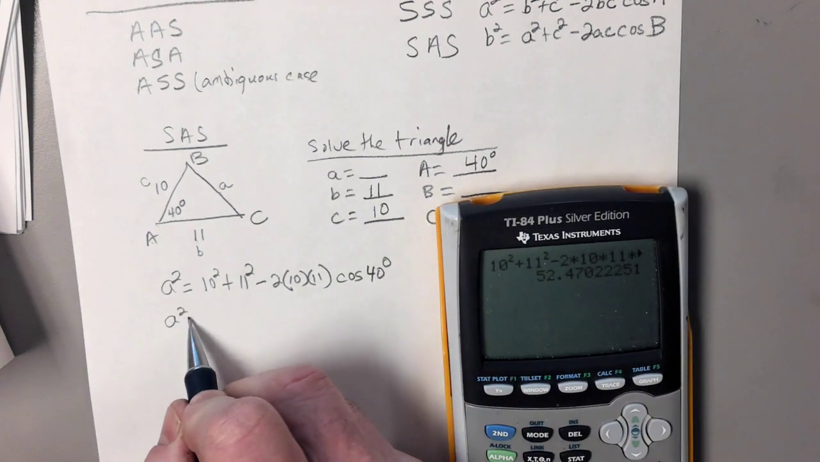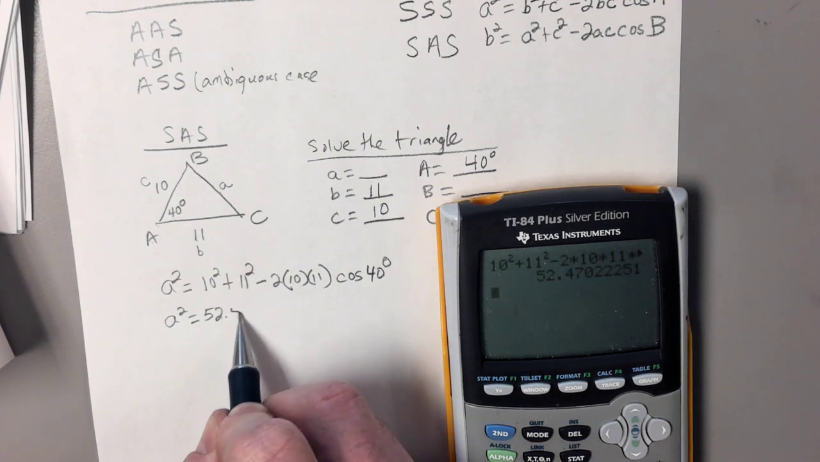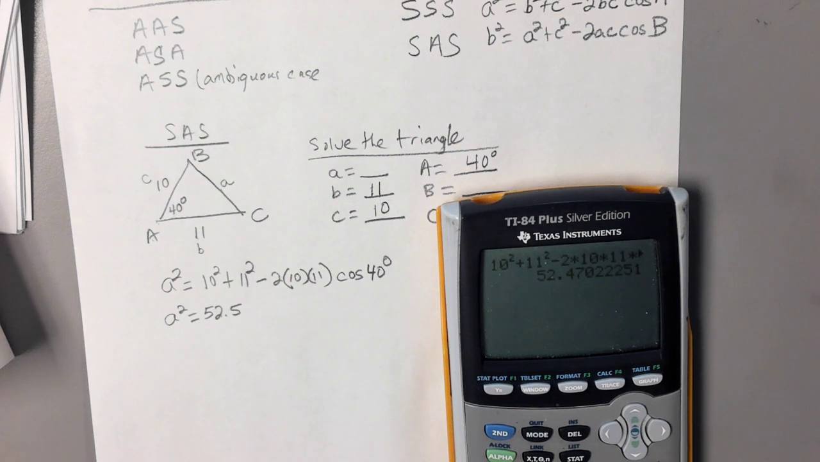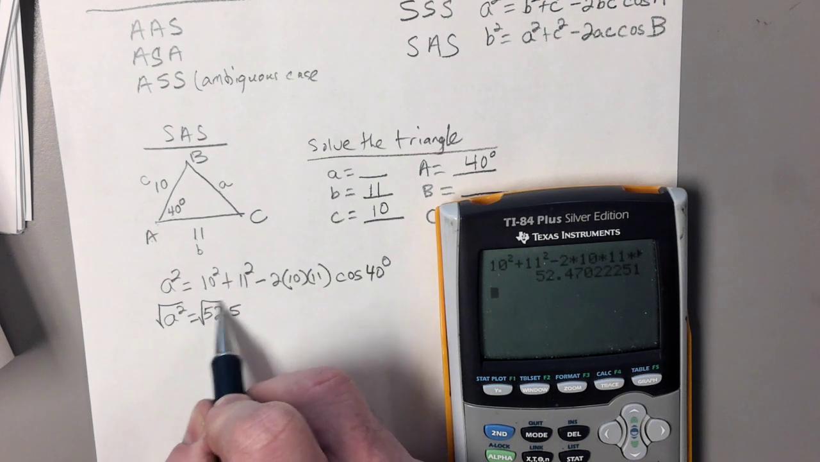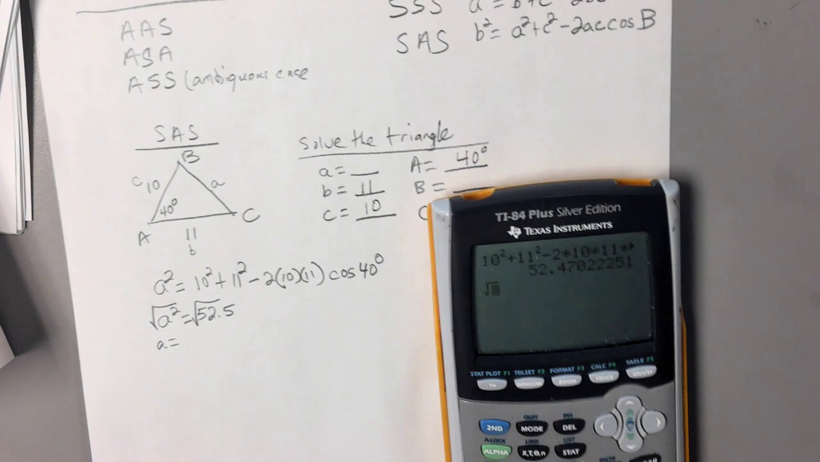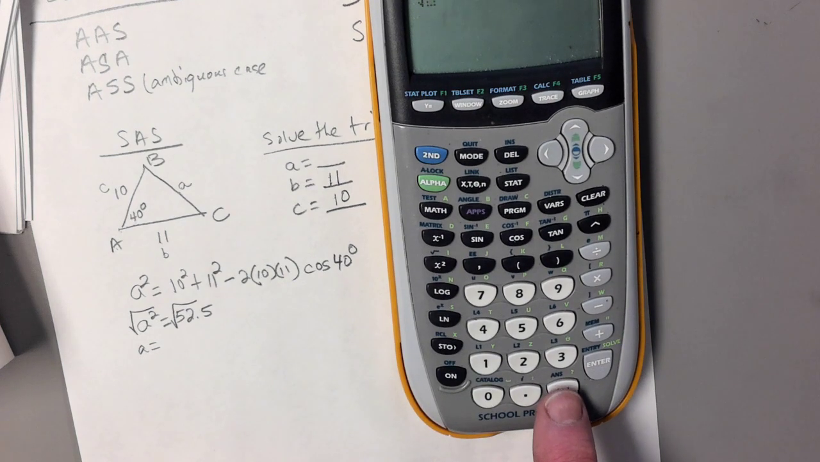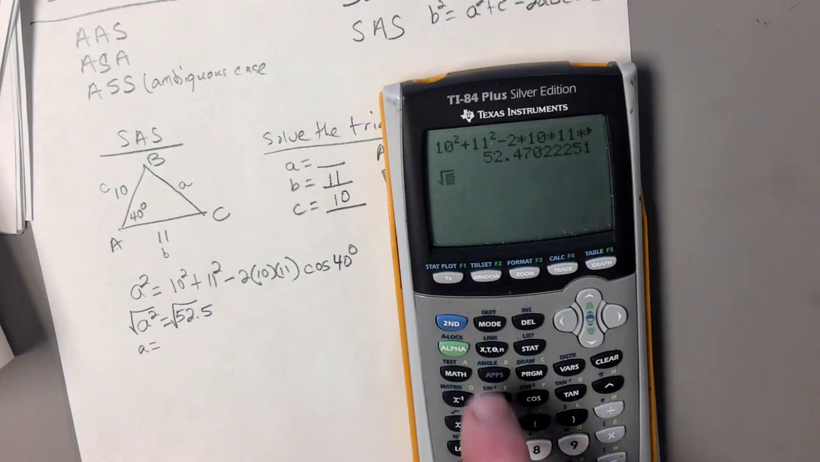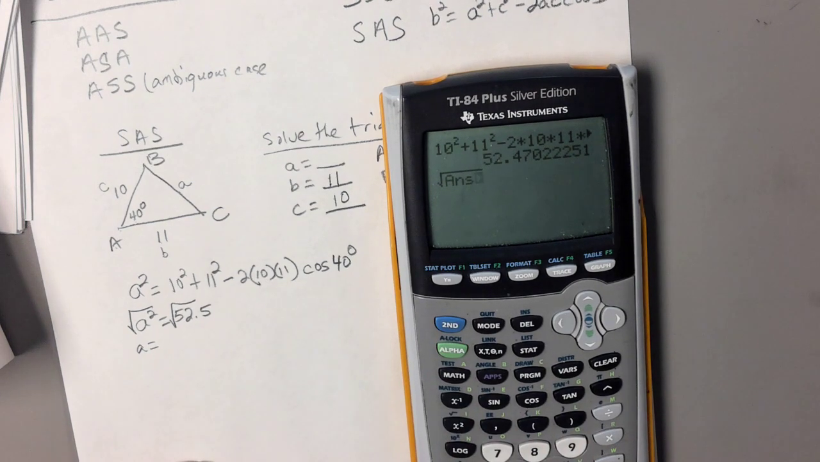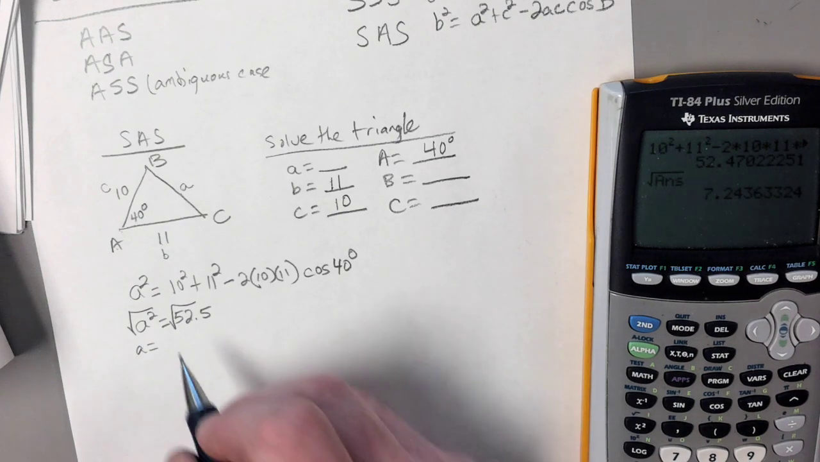So a squared equals 52.47, 52.5 if we do nearest tenth for a side. That means to find a, you take the square root of that. So a equals the square root of my answer. I could type that whole thing in again, but I'm just going to use the answer right here above the negative sign. So I just press second, answer, and then hit enter. And the answer then is 7.2.